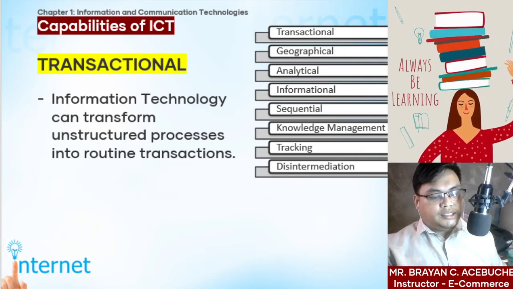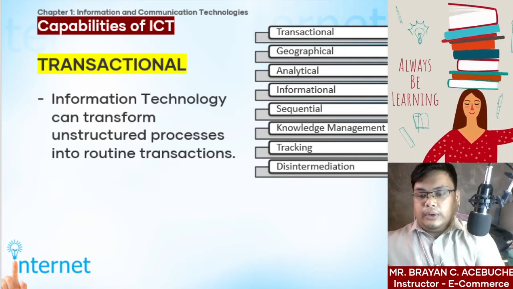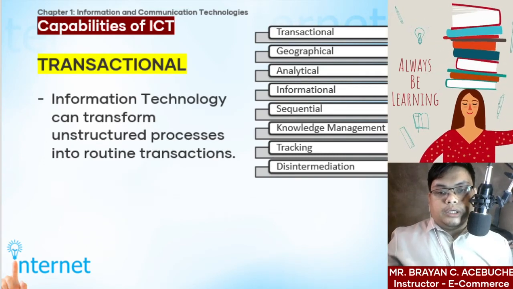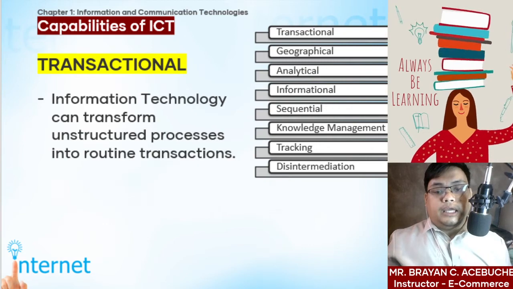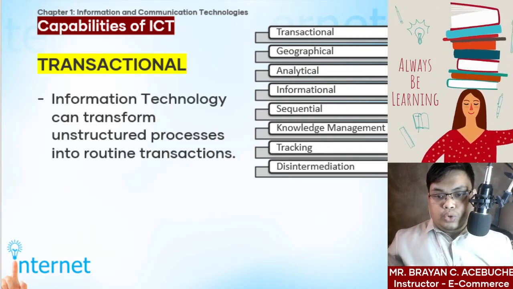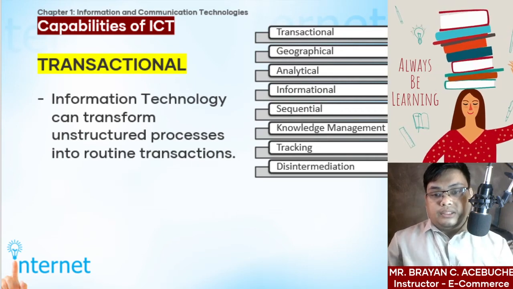The first is transactional. Okay, so what do you mean by transactional? So information technology or IT can transform unstructured processes into routine transactions.